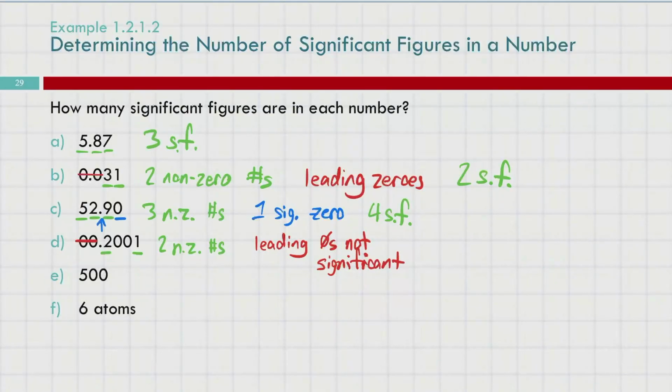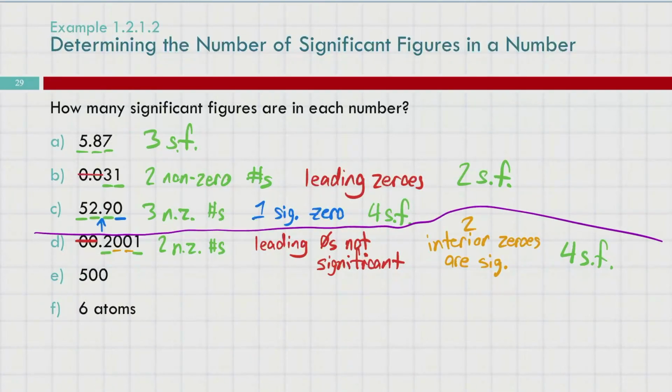And we've got interior zeros. We'll do those in orange. Go Tigers. So we've got 2 interior zeros. Are interior zeros significant or not significant? They are significant. So the 2 interior zeros are significant. So we've got our 2 non-zero numbers. We've got our 2 significant zeros. So we've got 4 significant figures. Separate these out.